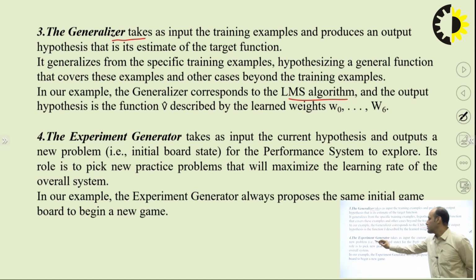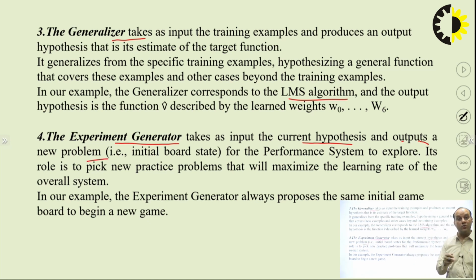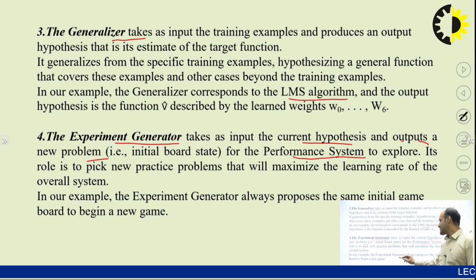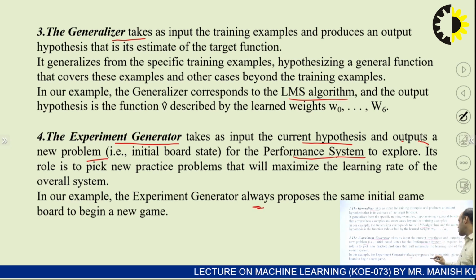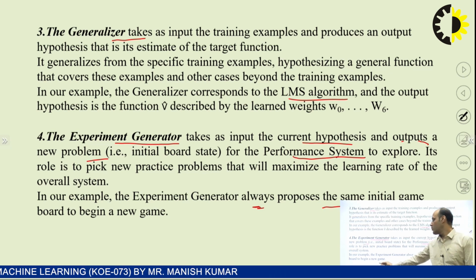The fourth module is called the experiment generator. It takes as input the current hypothesis that was generated by the generalizer and outputs a new problem. This new problem will be given again to the performance system, and it will explore these new chances. There are a lot of legal moves, new moves will be given, and the best move will come out, which helps to win that checkers game. So this is our example. In our example, this experiment generator always proposes the same initial game board to begin a new game.